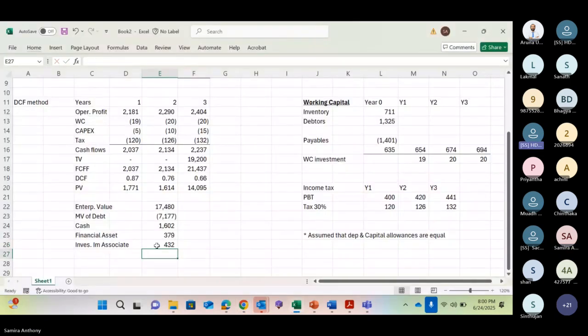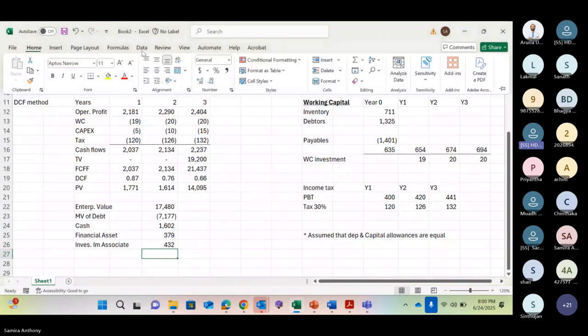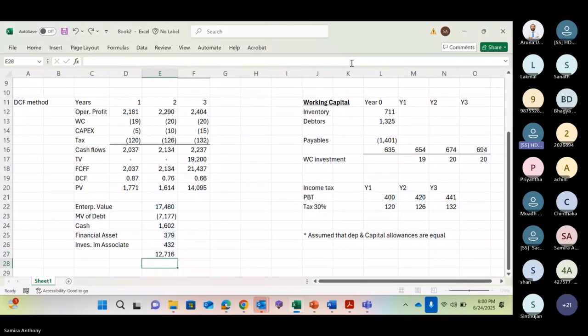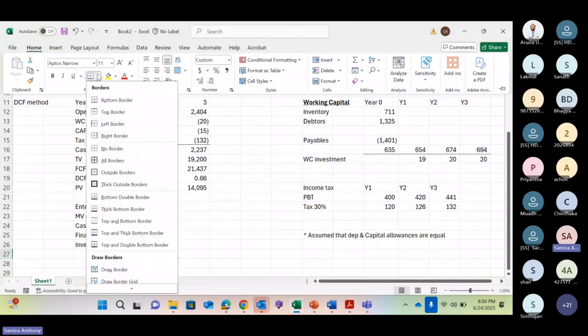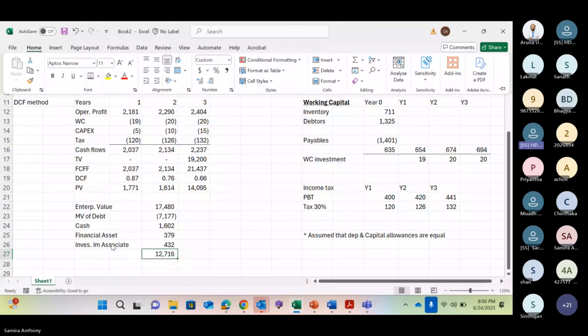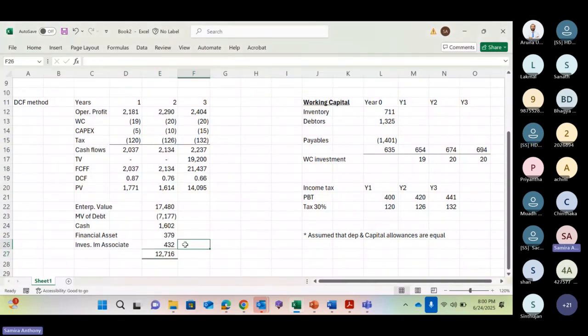Tell me, investment in associate value, we need to take it as fair value or market value or something like that? We need to, but the examiner has not given. If the examiner has given it, better take the market value of the shares. Okay, sir. The best option, I will write down: the best option is to take market value of shares. Correct? Right. Now this is the value of equity.